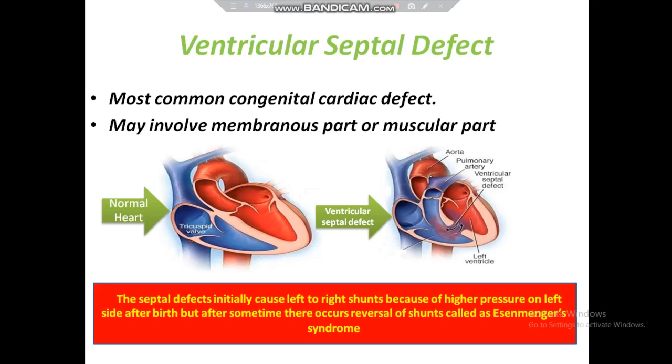That means now the shunt will occur from the right to left side. Whenever there is right to left shunting, there will be mixing of oxygenated and deoxygenated blood, and this will now lead to cyanosis. Earlier it was initially acyanotic because shunting was from left to right side, and the left contains oxygenated blood. But later on, when the reversal of shunt occurs, this will lead to cyanosis, and that condition of reversal of the shunt is known as Eisenmenger's syndrome.